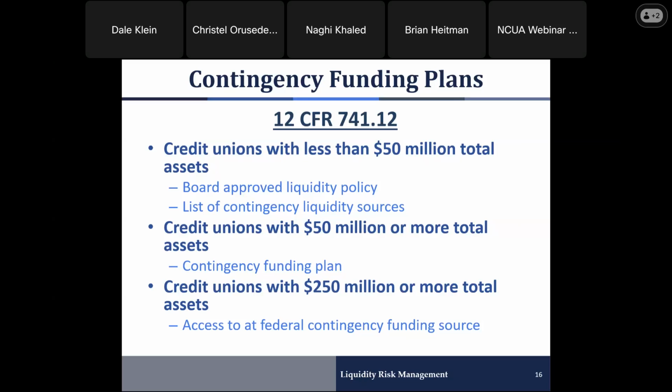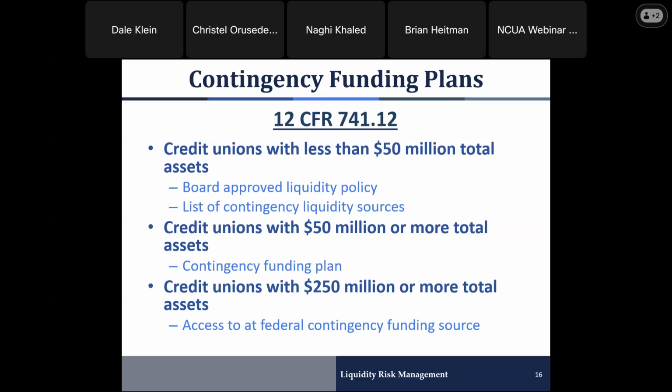The third component I want to address is the requirement for credit unions with 250 million or more in total assets to have documented access to one or more federal liquidity sources. The Federal Reserve's discount window and the NCUA Central Liquidity Facility are the only two federal liquidity sources. Federal Home Loan Banks, due to their mission and market-based criteria, are not considered federal liquidity backstops.